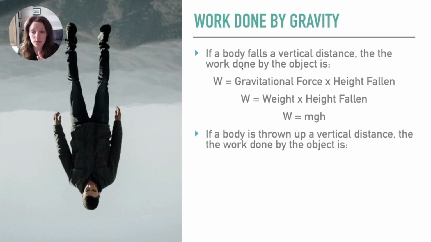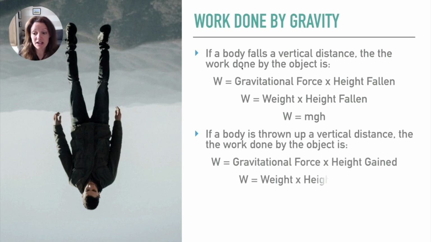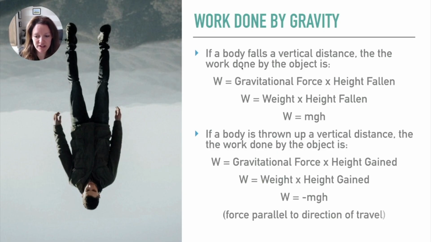Similarly, if a ball is thrown upwards a vertical distance, the work done by the object is force times distance, weight times height gained. Because the force and the height gained are in opposite directions, we have a minus mgh. So the work done on that object is minus mgh. And in this case, the force is parallel to the direction of travel, unlike the situation where we had the book and they were perpendicular.